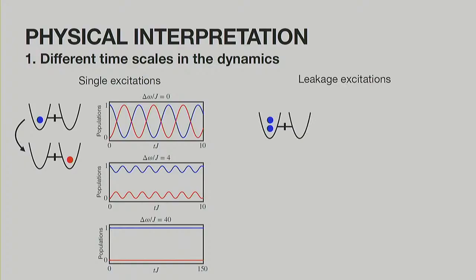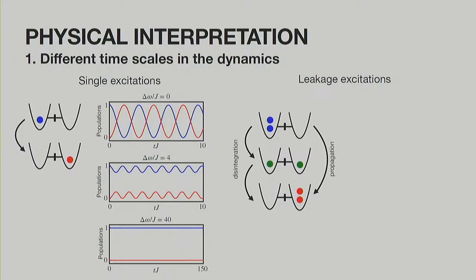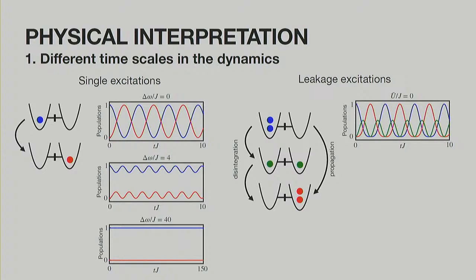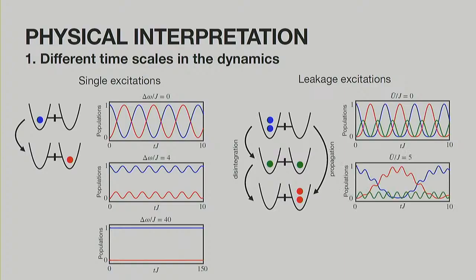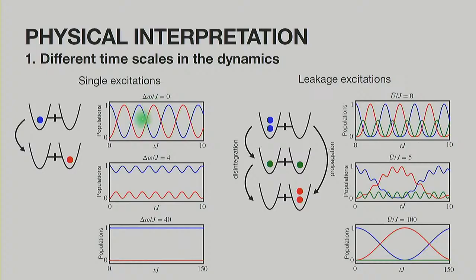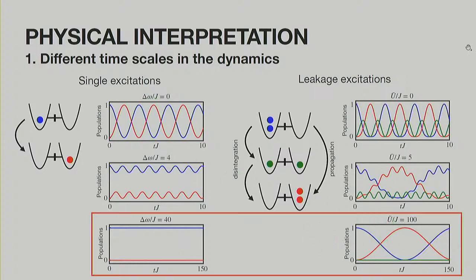For the leakage excitation, we have two excitations in one site, then it will split into two sites, and then it will recompose at the other site. So we see here two time scales, the fast disintegration and slow propagation. In this case, it will depend on the anharmonicity. If there is no anharmonicity, there is not much sense in doing this difference. But if we increase the anharmonicity, we see that the disintegration is reduced and its frequency increases. And if we increase the anharmonicity more, we have this effective collective propagation. So with the leakage removal unit using this parameter, we are in this case here.